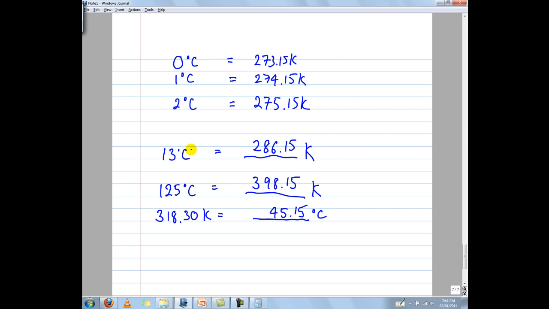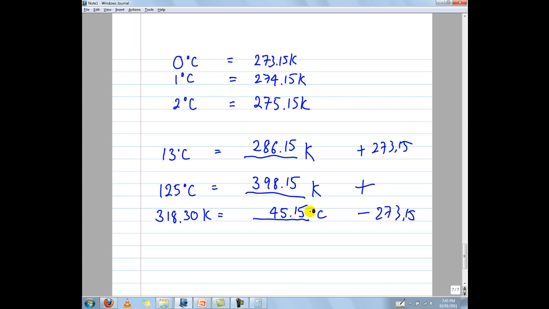Hopefully this is the answer you got. So in order to go from degrees Celsius to kelvins, I had to add 273.15, and that gave me 286.15. Same thing from degrees Celsius to kelvins. Once again, do the exact same thing. Add 273.15, and you should get 398.15. Now if I'm going the other way, backwards from kelvins to degrees Celsius, you subtract 273.15, and I get 45.15 degrees Celsius.